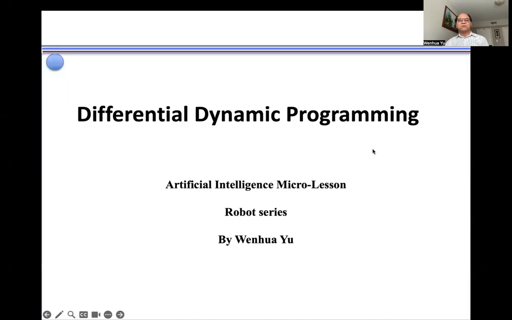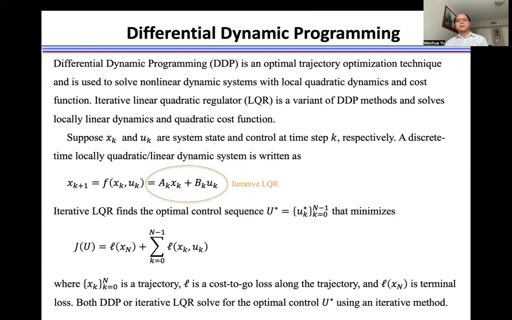Now I introduce differential dynamic programming. Differential dynamic programming is used to solve a nonlinear dynamic system that has a quadratic system dynamic and a cost function. For example, this f is quadratic, and g, the cost function, also is quadratic. The goal is to solve the system to get an optimal control sequence.